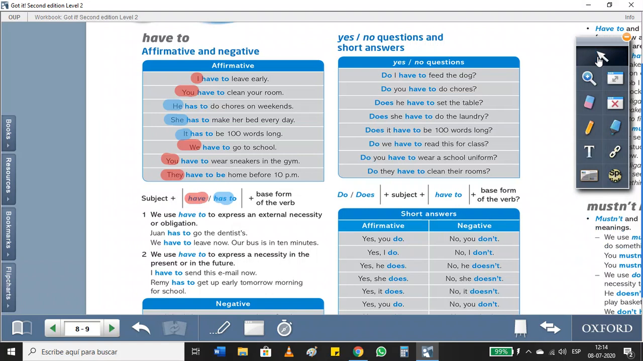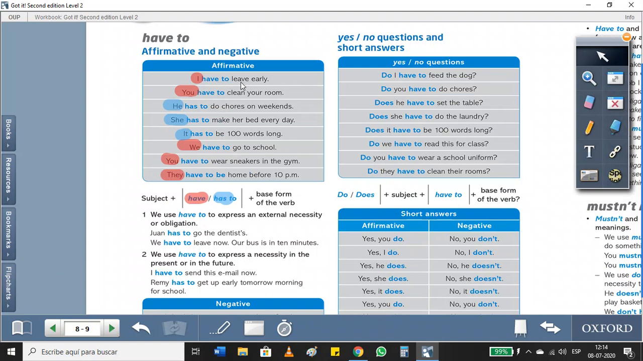Remember, this is a summary, okay? So maybe you already know this, but we're gonna study it again to remember, basically, okay? So, as I said, we need a subject. It can be I, you, he, she, it, we, you, and they. And we have or has. It's gonna be depending on the subject, okay? And then we need a base form of the verb. That is to say, as you can see here, we have I have to and then the verb.